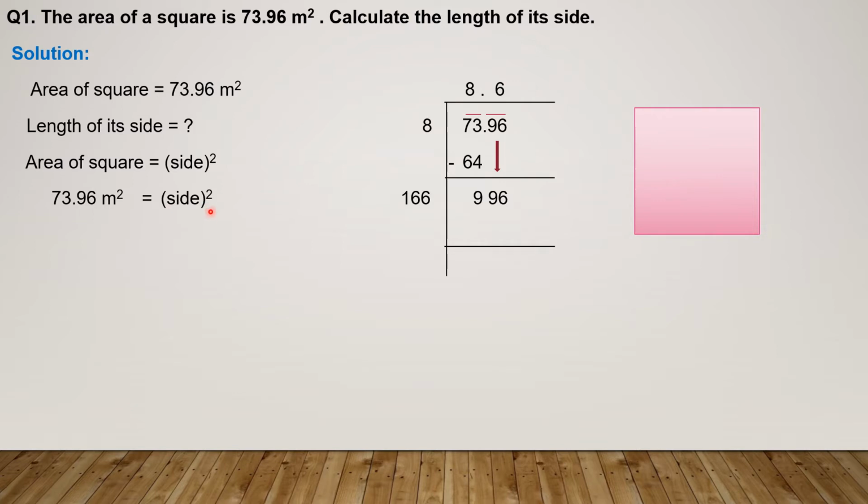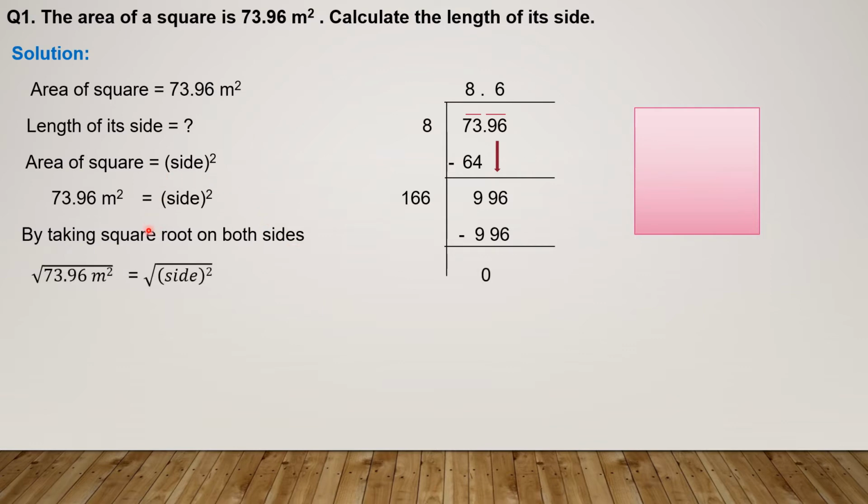So what we have to do, we will apply the opposite operation of square to simply omit this square. What is the opposite operation of square? The opposite operation of square is square root. So we will take square root on both sides of this equation. By taking square root on both sides, simply apply the sign of square root on both sides of your equation. Square root of 73.96 meters square. Similarly, square root of side square.